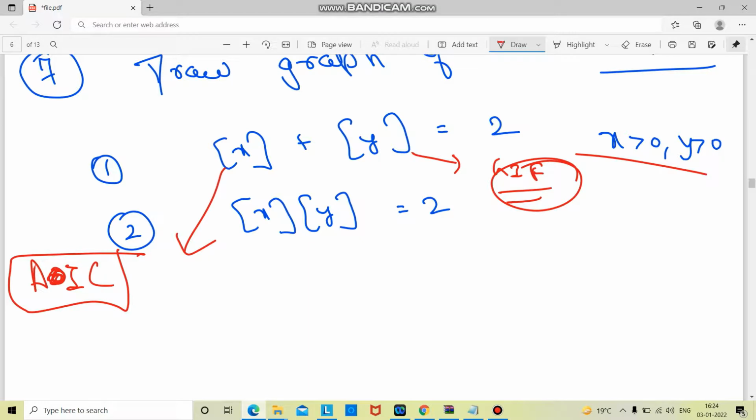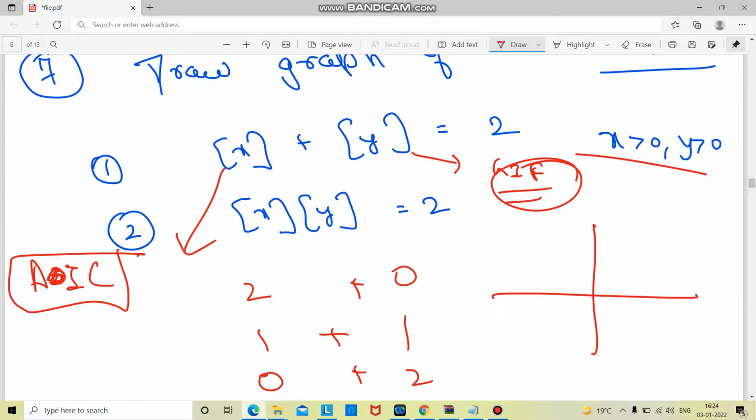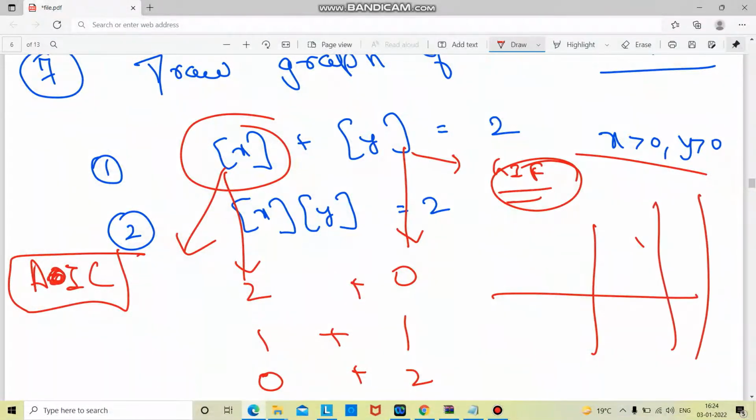So as we have given x greater than 0, y greater than 0, greatest x can be 2, y can be 0. This can be 1, this can be 1, and this can be 0, this can be 2. These are all the feasible cases. So x belongs to 2 to 3. Y belongs to 0, and greatest y belongs to 0, then y belongs to 0 to 1. So we will get something like this. First area is this. This is 2, 3 and this is 0, 1.